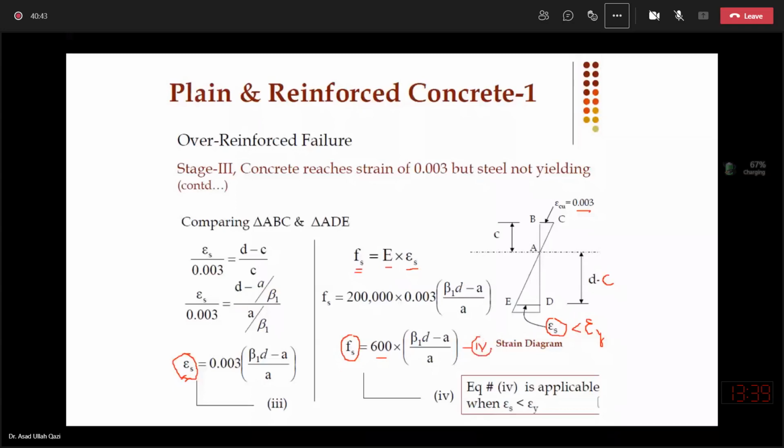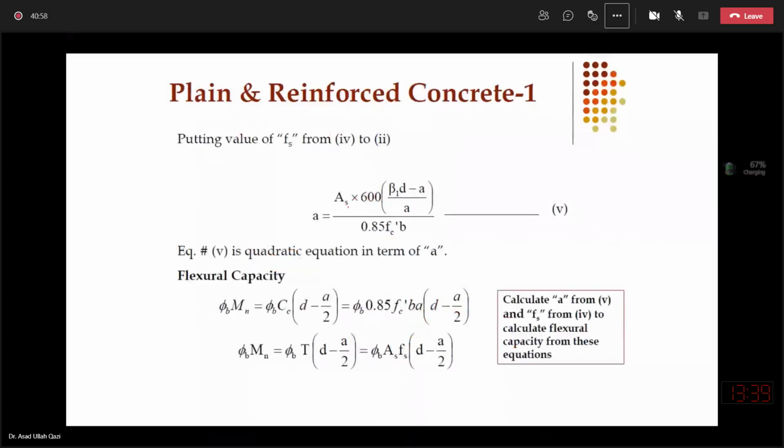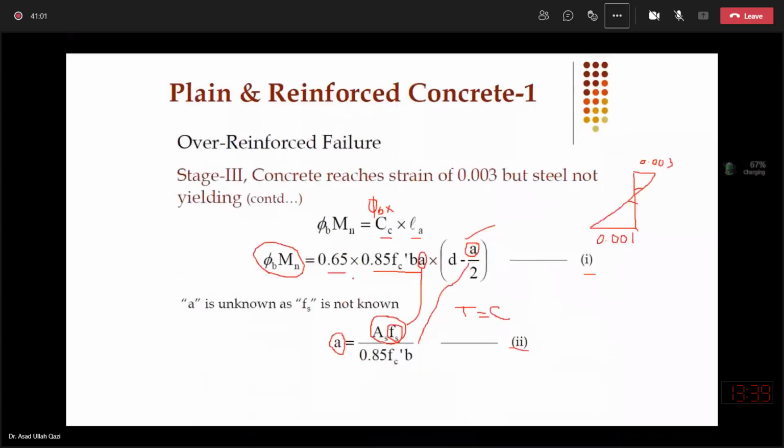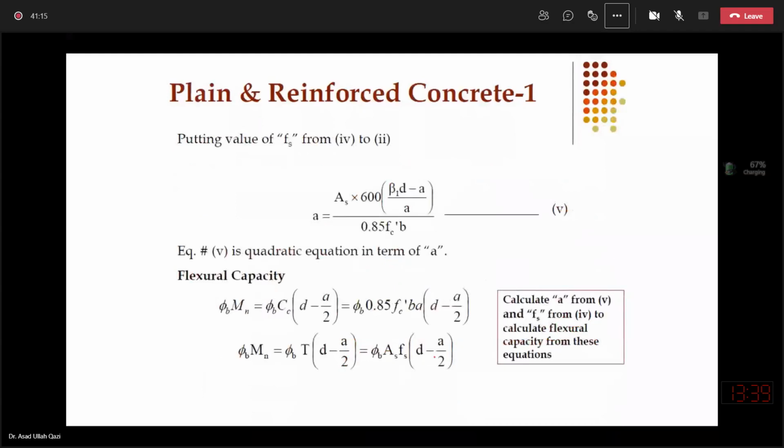Now this epsilon s, over here there is fs, right? What I am doing, I am putting in equation 2 this fs which I have derived on this slide, that fs is 600 into beta 1 d minus a over a, in this equation 2, and once I simplify this, I get the answer that this equation is a quadratic equation in terms of a.